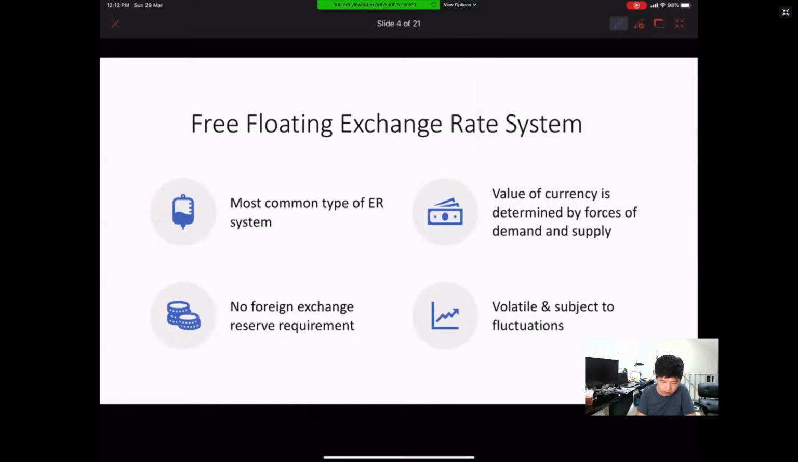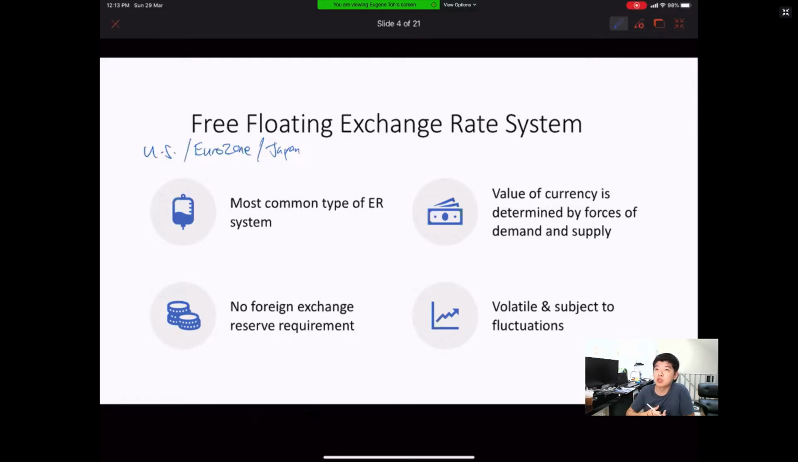So what are the countries that use a free floating exchange rate system? We have countries like the US, we have the European Union, so the Eurozone uses a free floating exchange rate. We have countries like Japan. So most of these major developed economies use a free floating exchange rate system. So what is exactly a free floating exchange rate system?